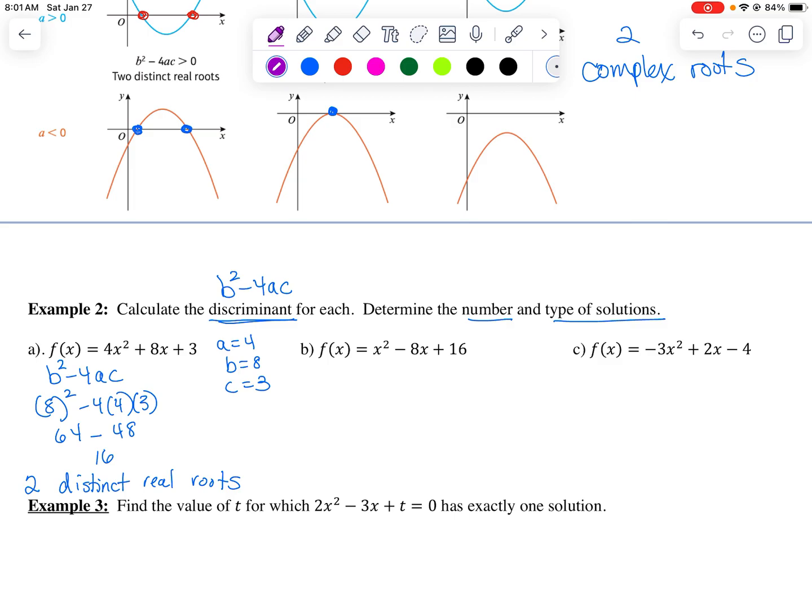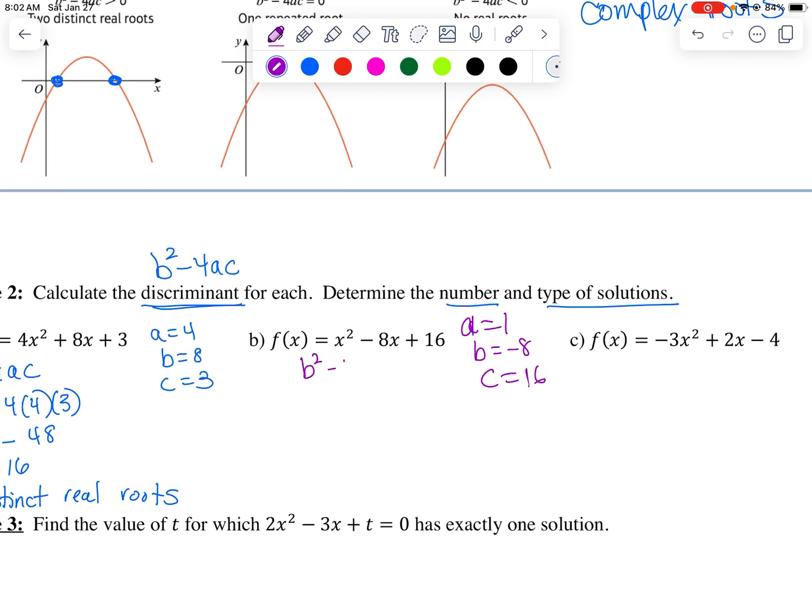All right, I'm going to pause a moment. I want you to try letter B and really pause the video. All right, I'm going to trust you paused. So A is 1, B is -8, and C is 16.